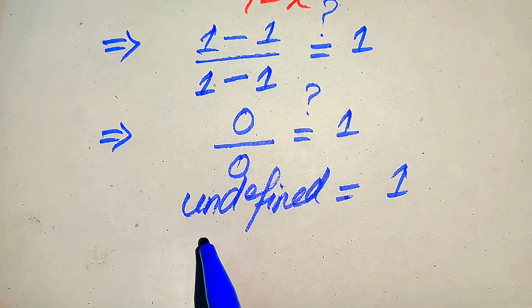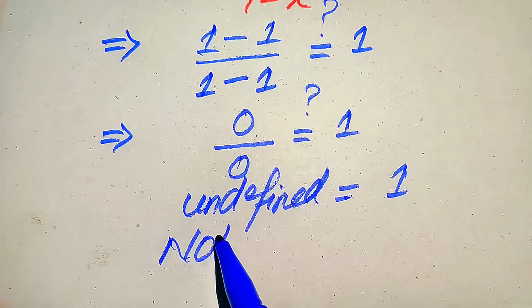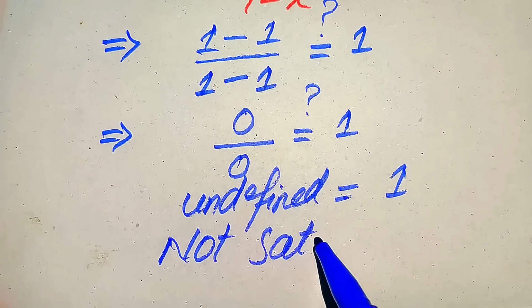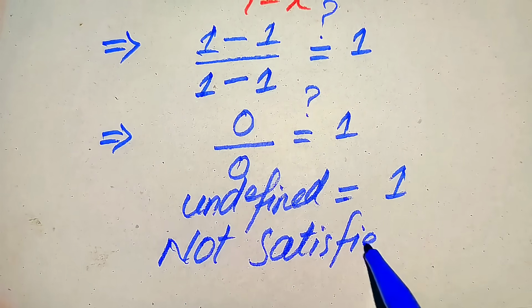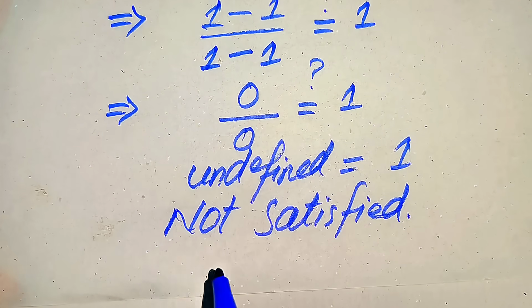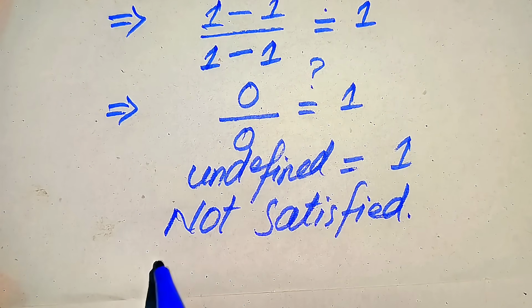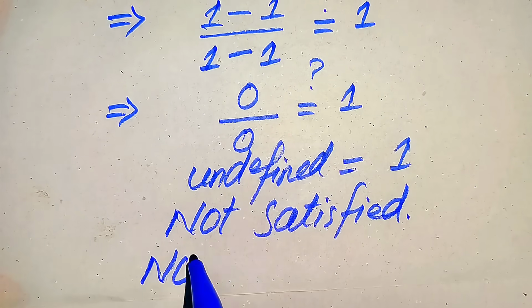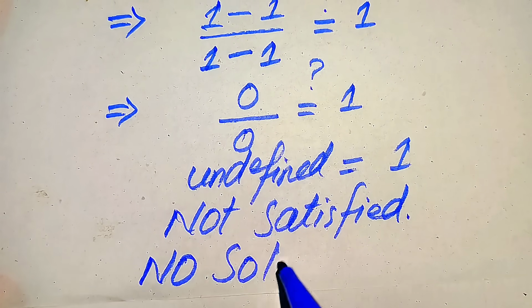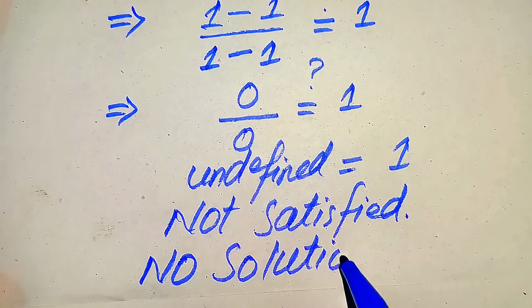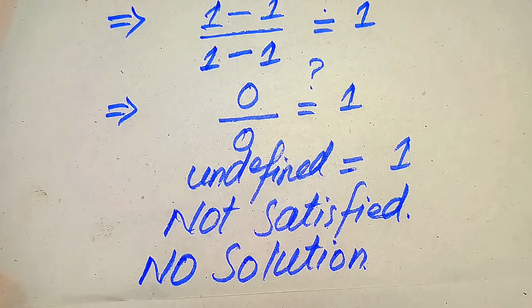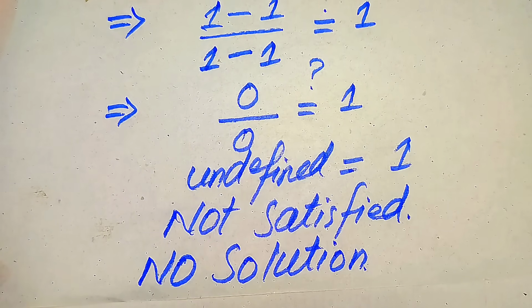So it means that the value of x does not satisfy our given question statement. So if this value does not satisfy it, finally we conclude that our given question has no solution, because the value of x does not satisfy our given question statement. So here we conclude that our given equation has no solution.